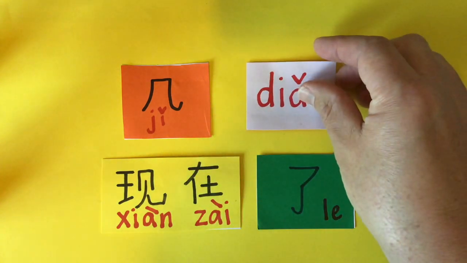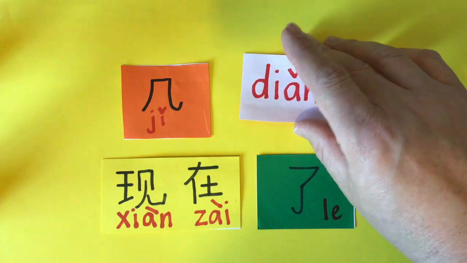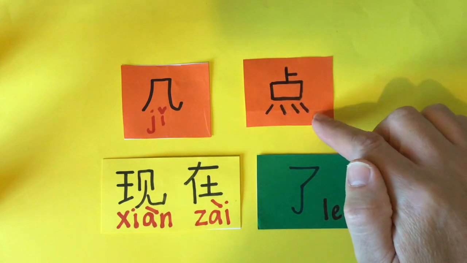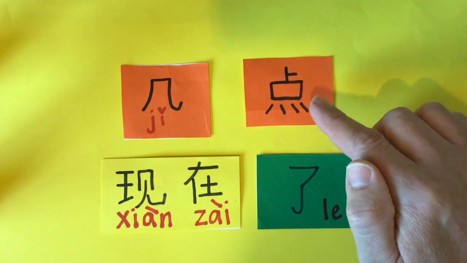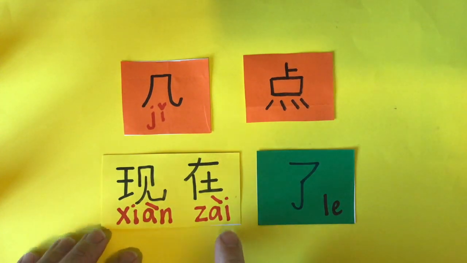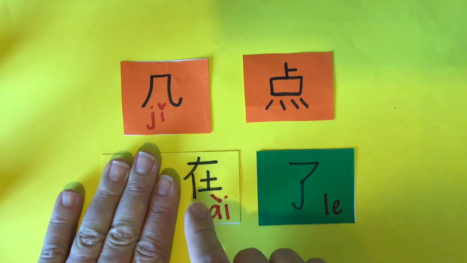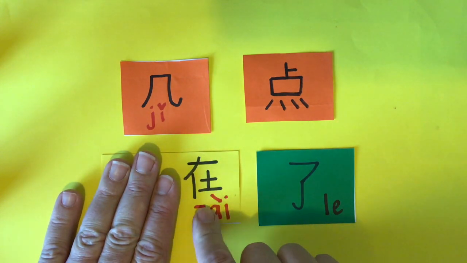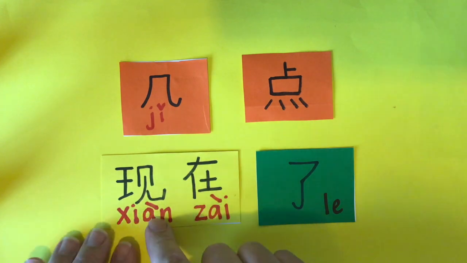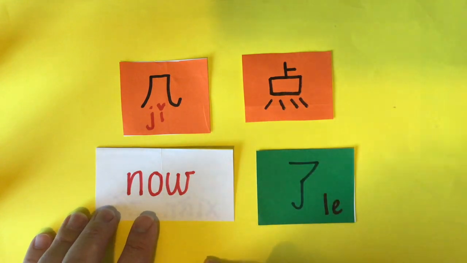This is Dian. Dian has multiple uses. It can mean full stop, it can mean dot, but in this case it also refers to hour or o'clock as well. Xianzai is made up with this character here called zai, which means in or on or at, but when you combine it with this one, xianzai, it means right now or now.